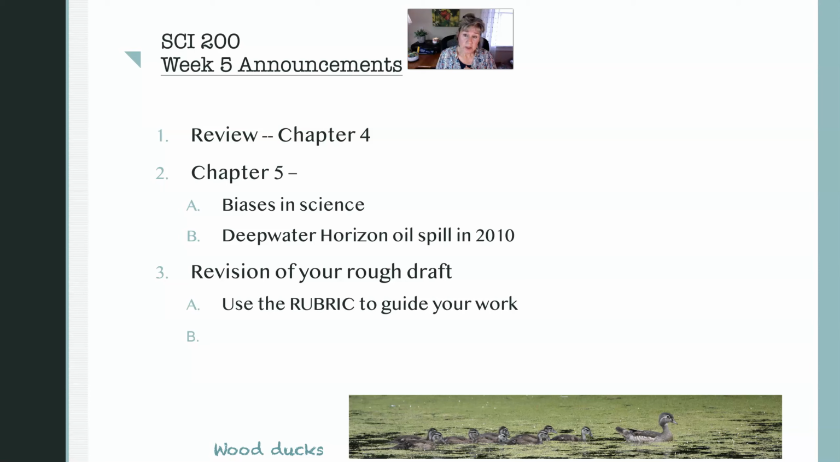Those are just some cute little wood ducks that I saw this past spring at Magnolia Plantation in Charleston. Aren't they so cute? Wood ducks are so cool anyway.